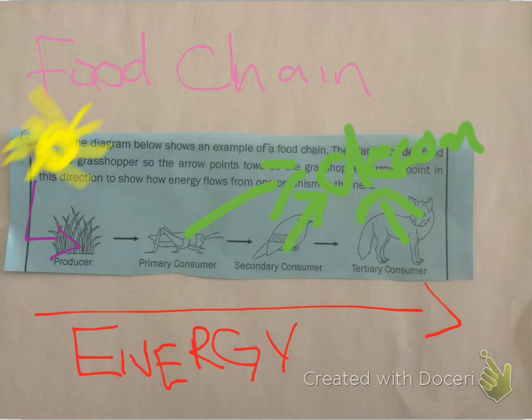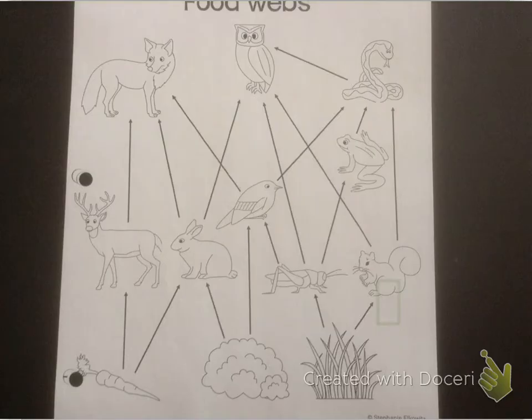Next, let's talk about food webs. So this image right here is a food web. You will notice that it is much more complex than our food chain we saw on the previous page. And this, a food web, is much more the reality of what you're going to see in an ecosystem.